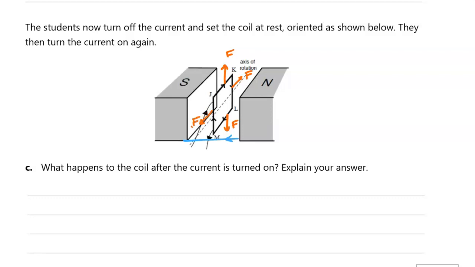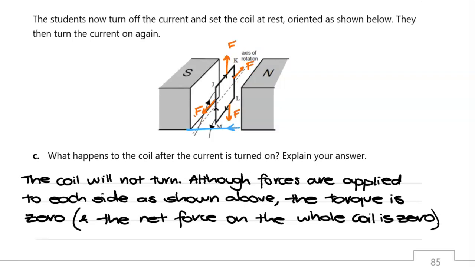That's a little better. Okay, getting into the explanation, the coil will not turn. If we've got forces acting in each of those directions, it can't cause a turning effect. It's really just acting to try and expand the coil. So it says, although forces are applied to each side as shown above, the torque is 0 and the net force on the whole coil is 0. Because we've got forces up and down balancing each other out and into and out of the page balancing each other out. So no torque, no turning effect.